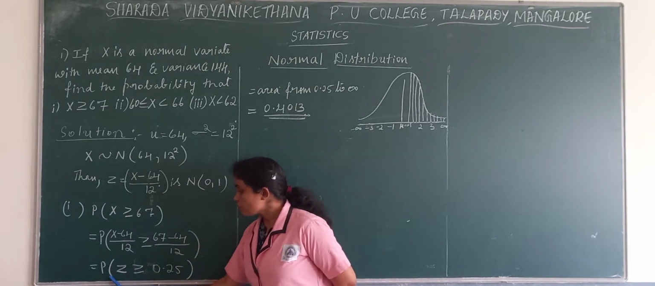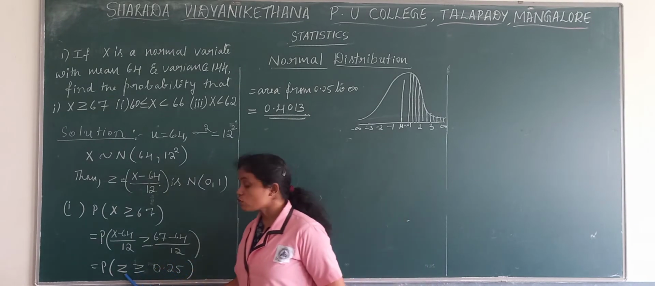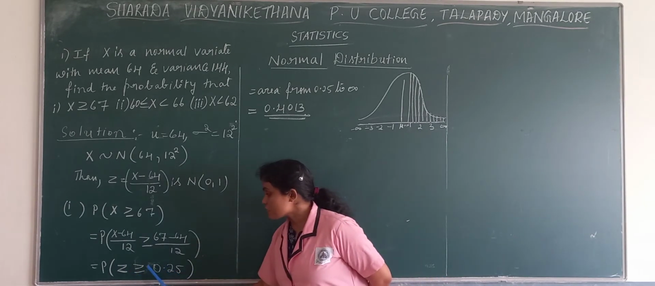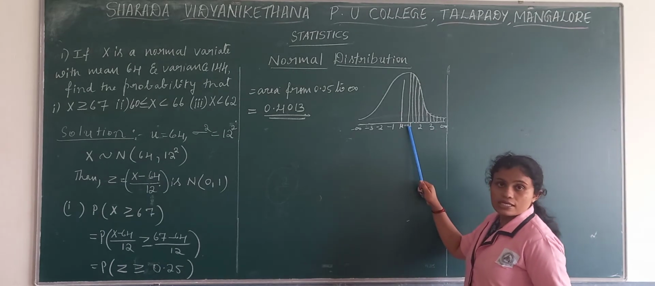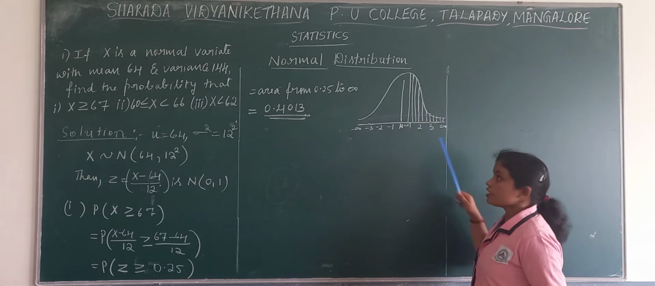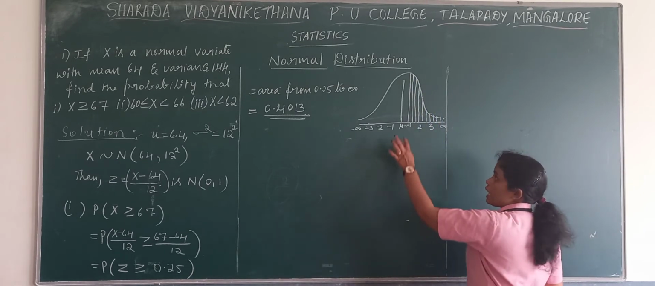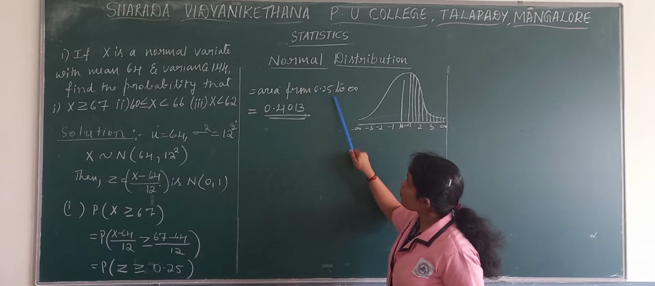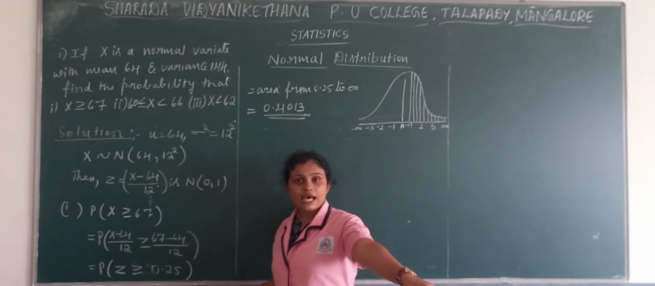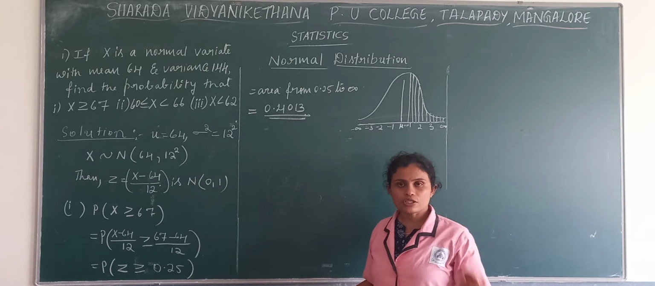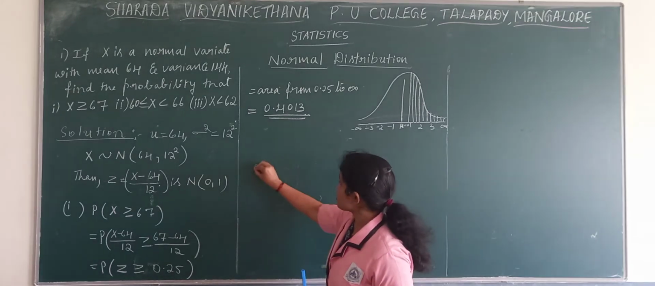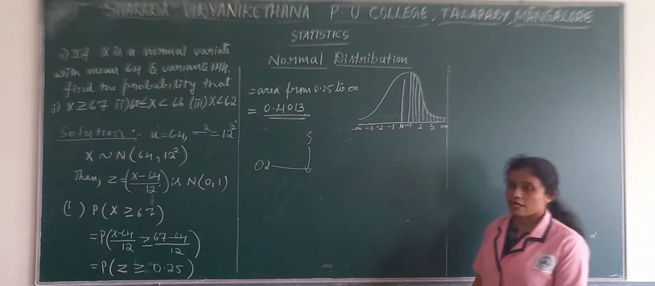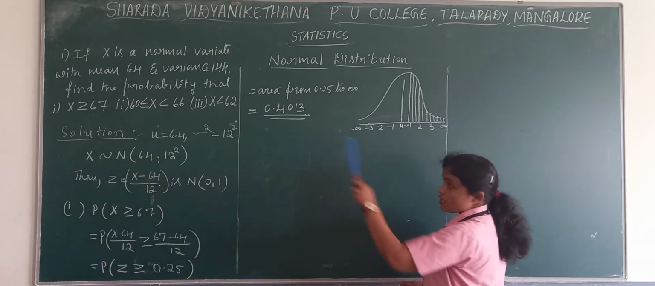Now we need to locate the area of Z in the graph. Here Z is greater than 0.25. So where will 0.25 fall? 0.25 will come here, so greater than that. So this is the area of Z. What is that area? The area from 0.25 to infinity. And this 0.25 value we have to see in the statistical table, the normal distribution positive table: row-wise 0.2, and the fifth column. So this is about the first question.